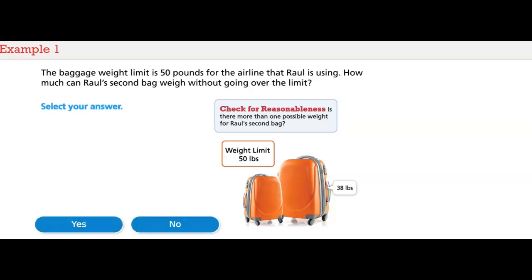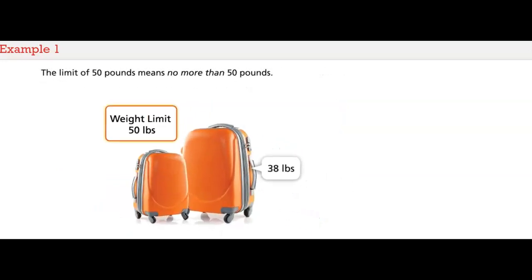Select your answer. The limit of 50 pounds means no more than 50 pounds. There are many possible weights that are no more than 50 pounds. This symbol for less than or equal to can represent the phrase no more than.